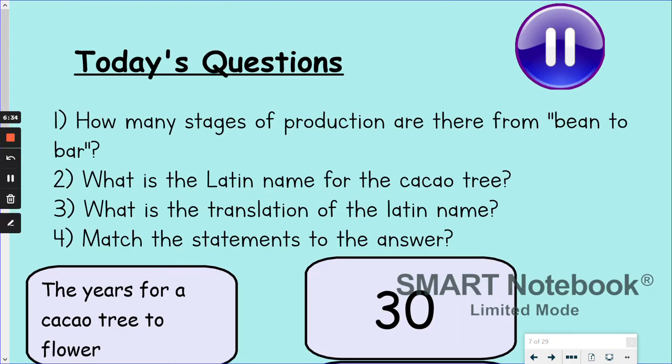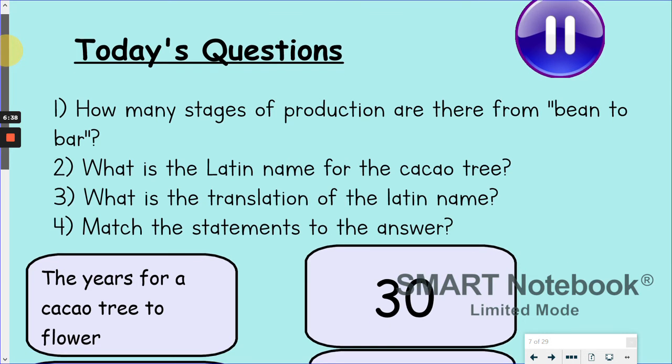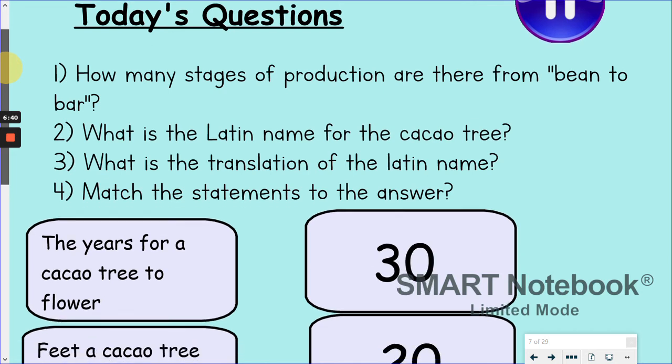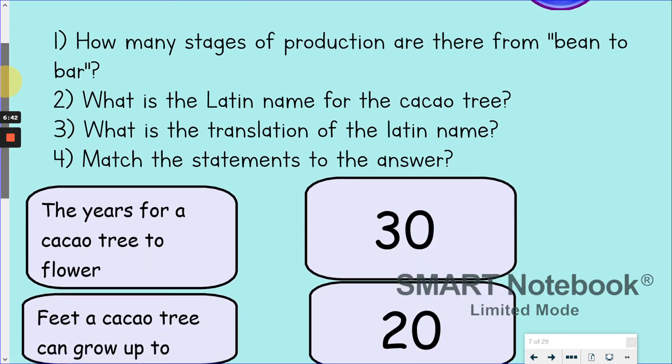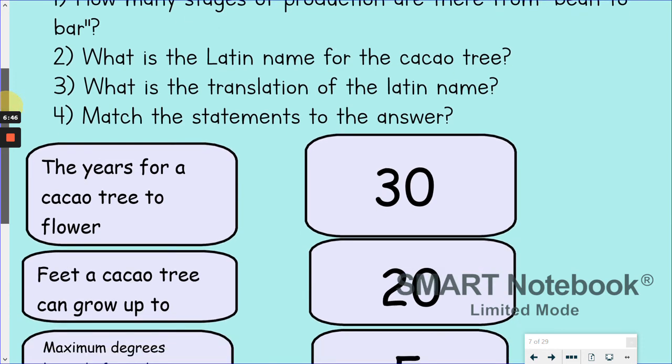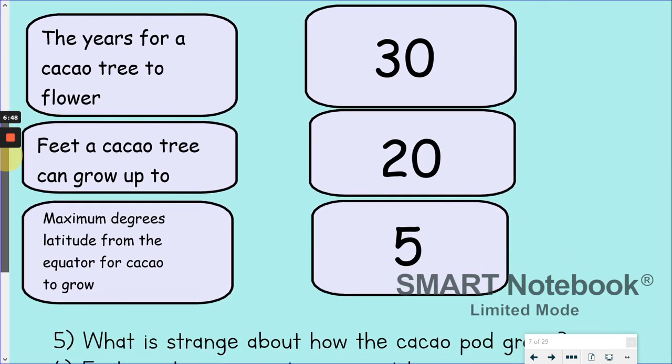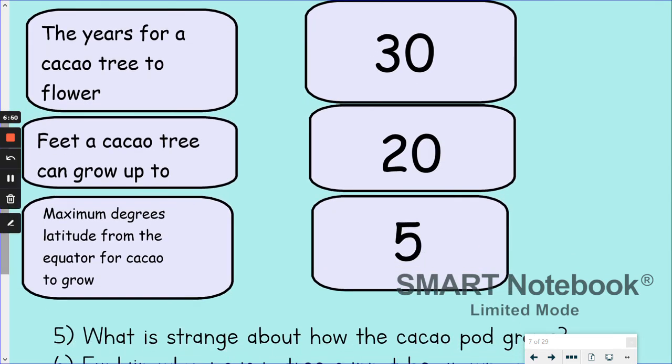Question 1. How many stages of production are there from bean to bar? Question 2. What is the Latin name for the cacao tree? Question 3. What is the translation of that Latin name? Question 4. You need to match the statements to the correct answer. So, the years for a cacao tree to flower, is that 30, 20 or 5? And then do the same for the other two.